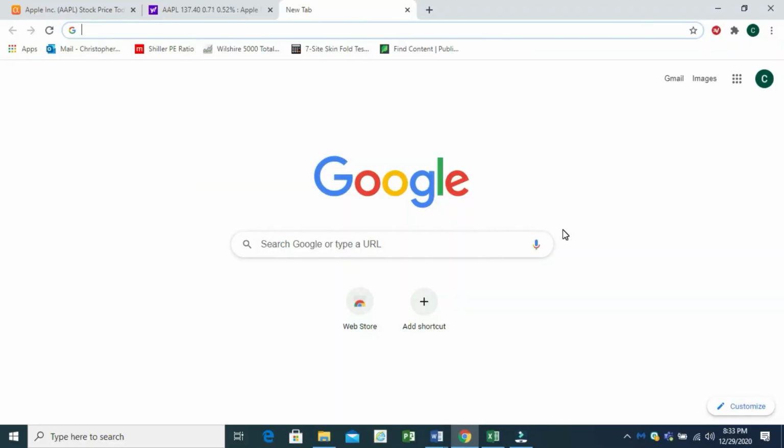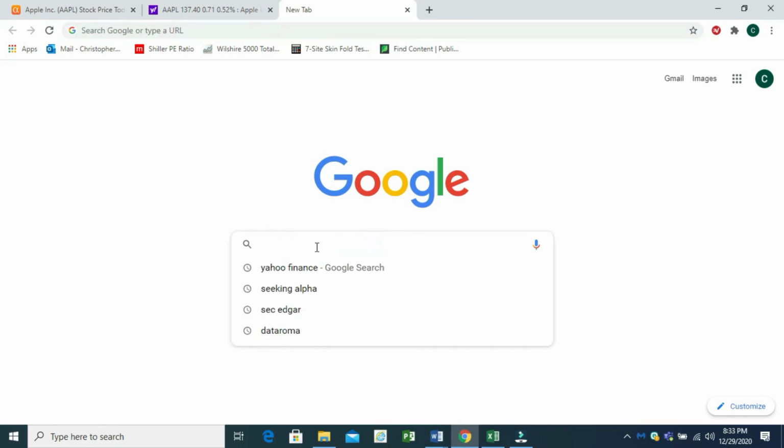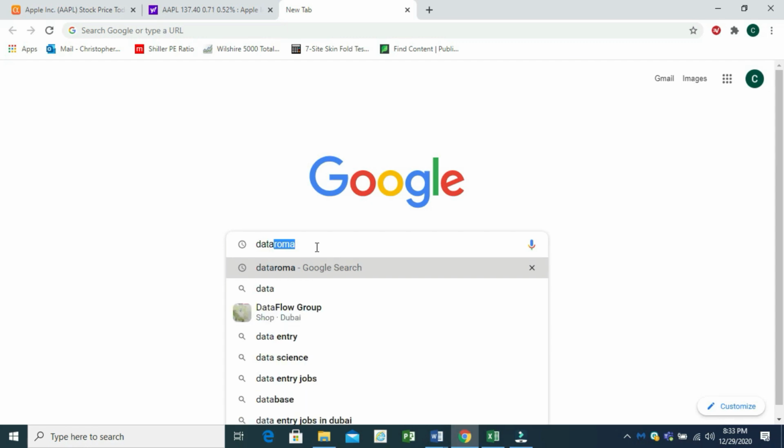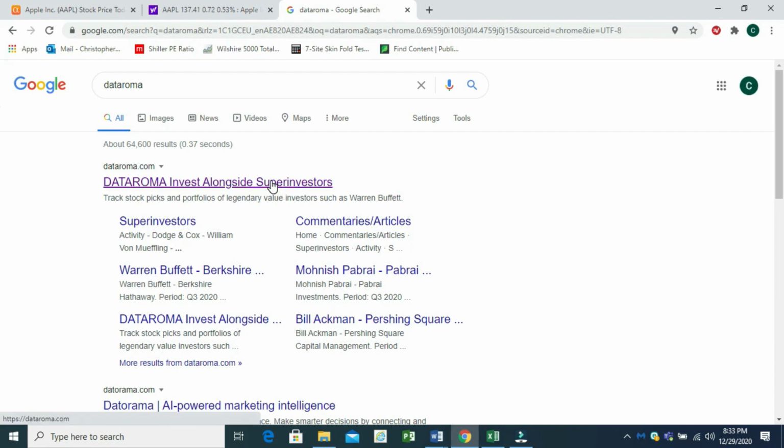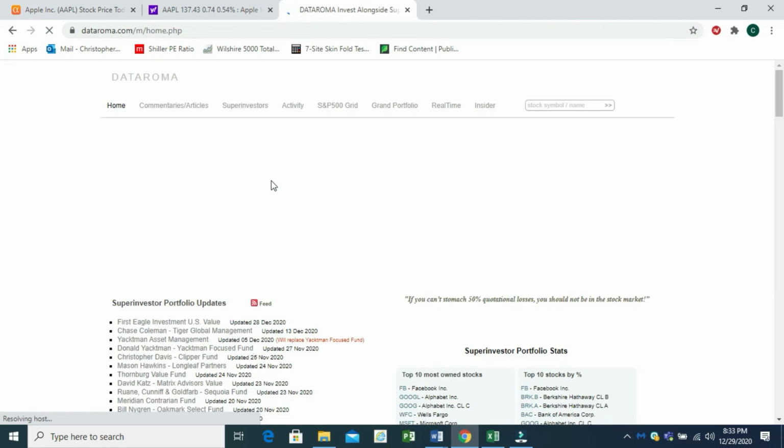Okay, I'll do that. I'm going to go back to the internet now. Okay, so we're looking to see if any of our super investors are currently invested in Apple. How do we do that? Well, like I said, there are requirements for fund managers to disclose their holdings every quarter, and there are a lot of websites out there that will compile this information and make it really presentable. Dataroma is the one that I like to use. It's a free site, so it's one I check quite often. So we're just going to type in Dataroma. There it is. Invest alongside super investors.